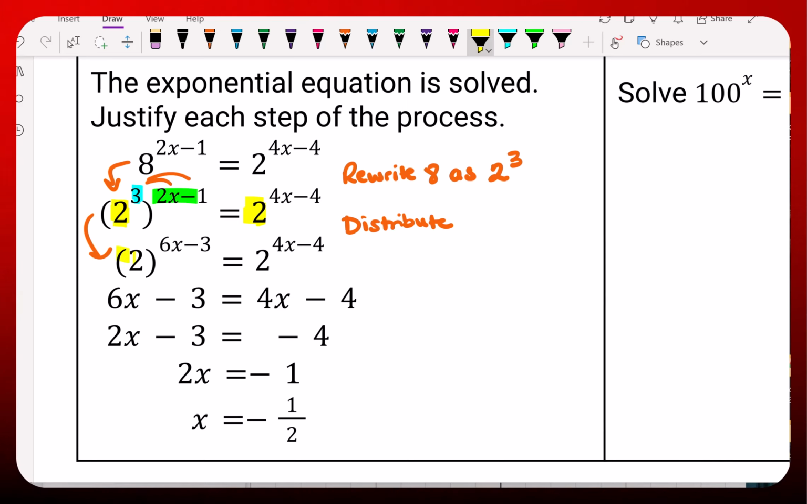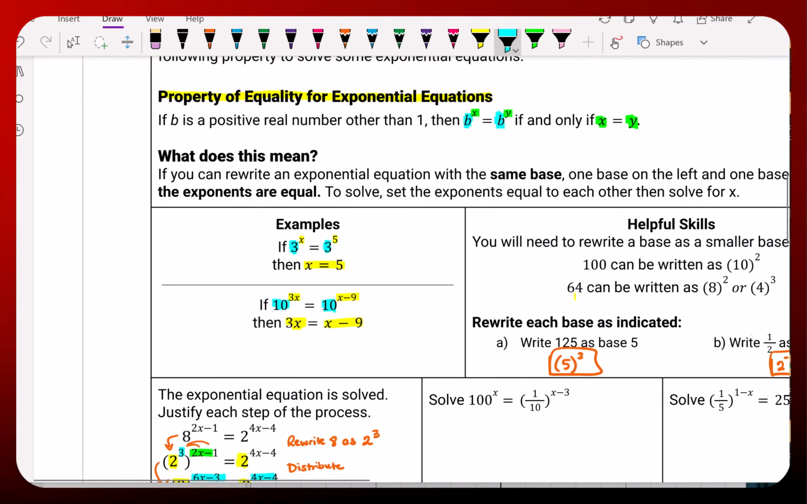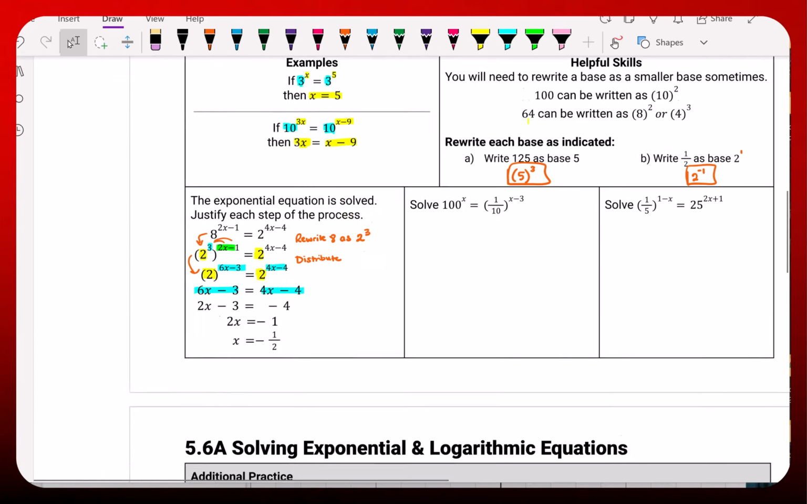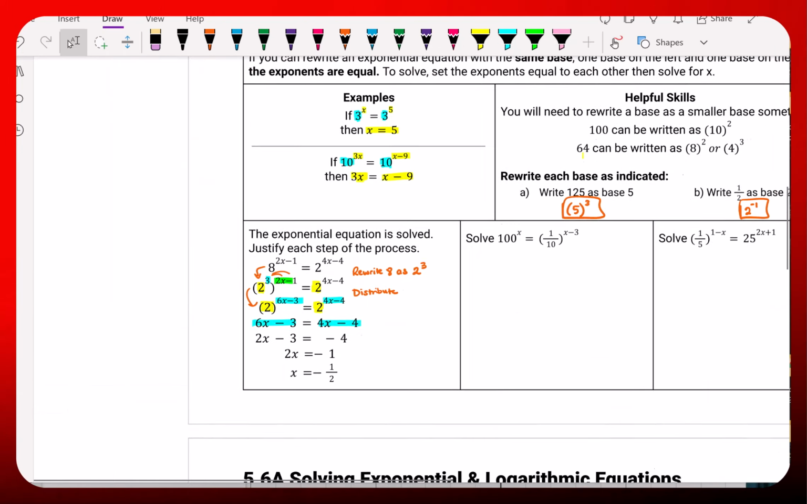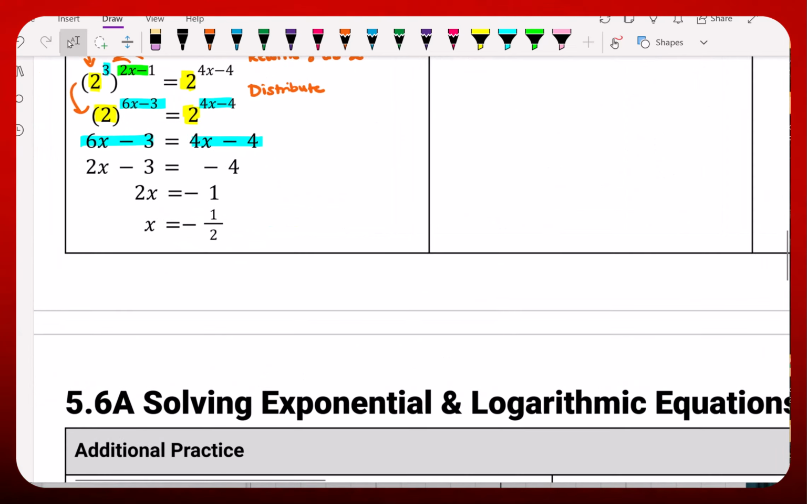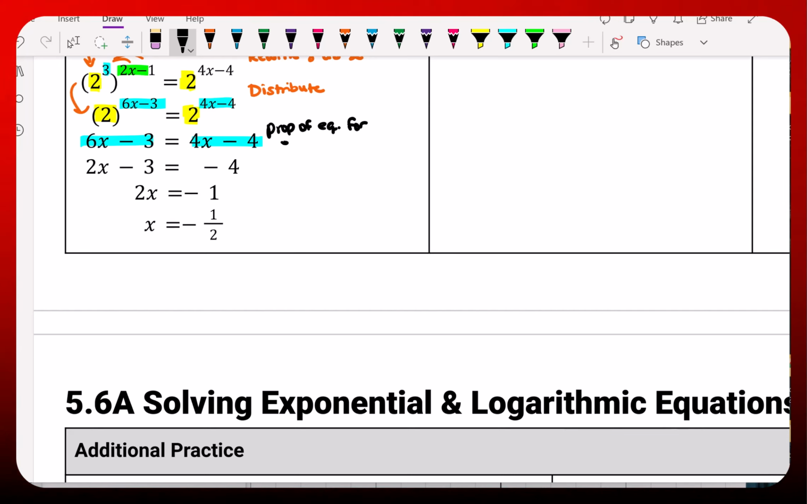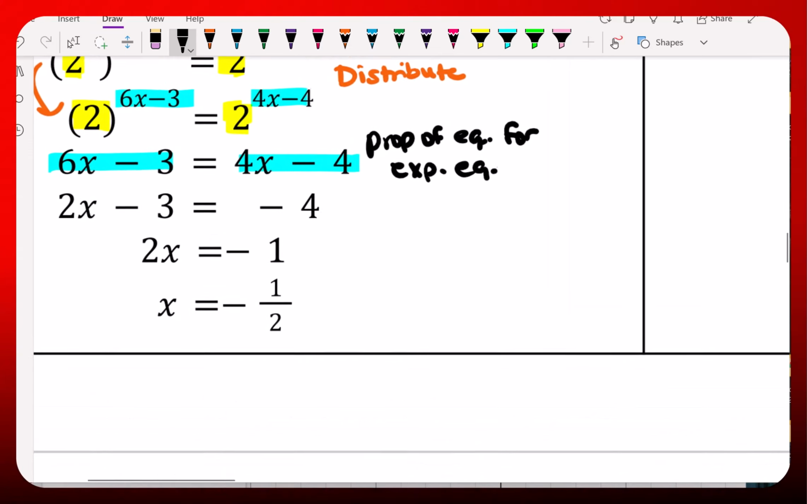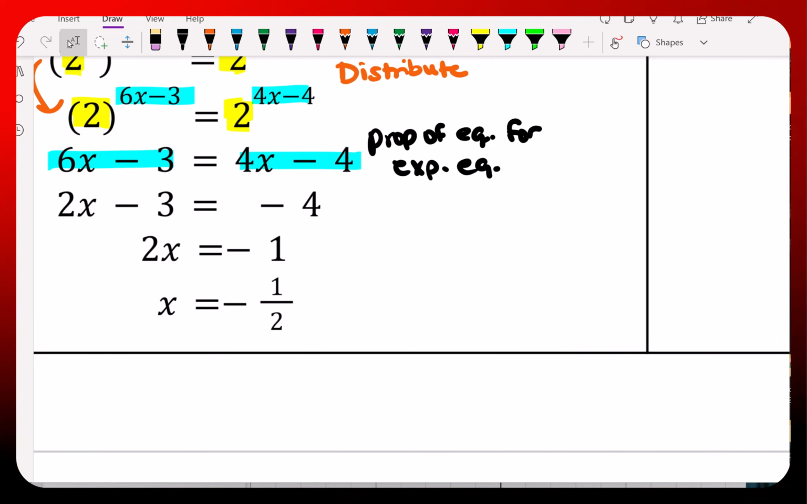Now that you have an exact base, you can go ahead and drop the bases and you can set the exponents equal to each other. And that is called the property of equality for exponential equations. It's a lot. So property of equality for exponential equations. Okay, so next up, you just have to realize that you're going to get x by itself.